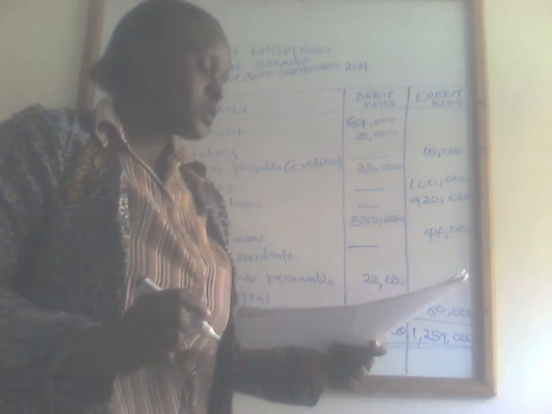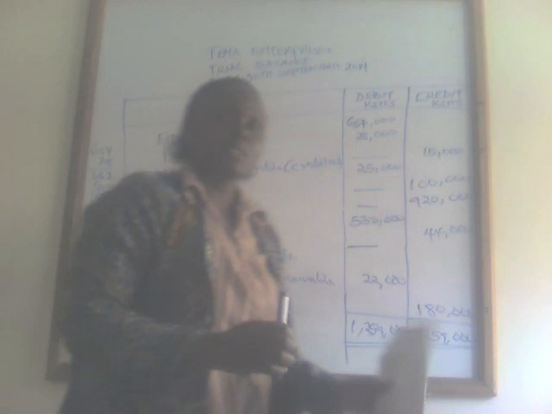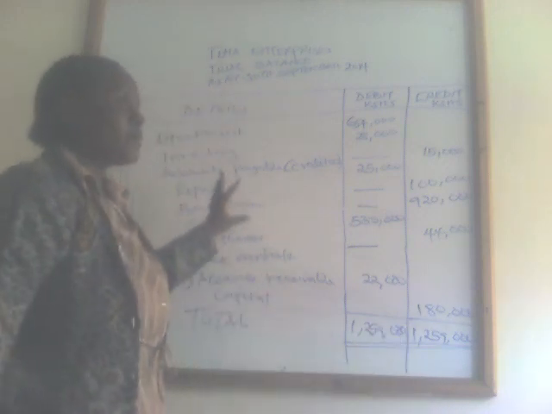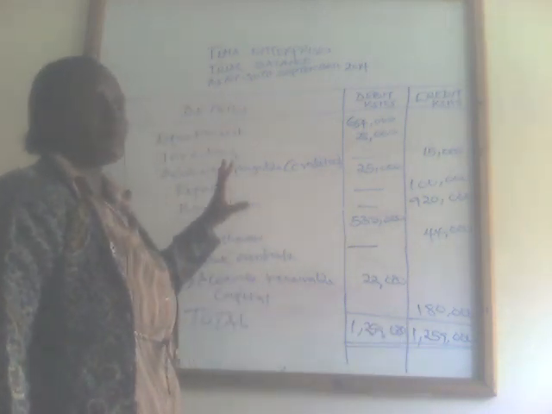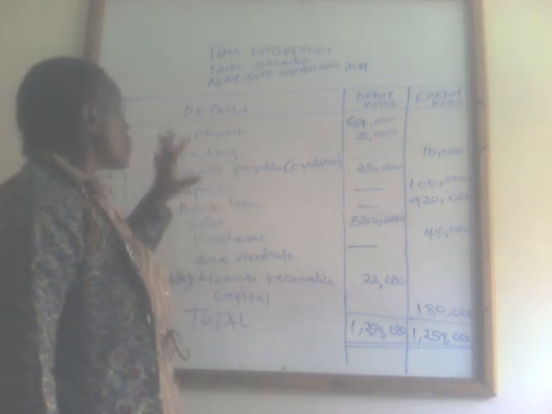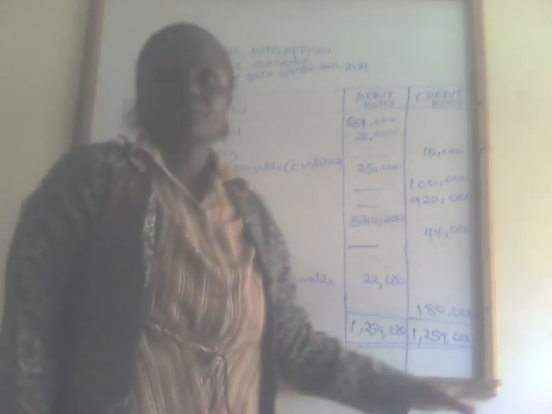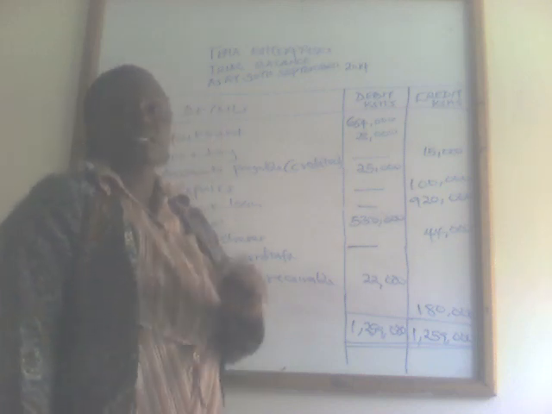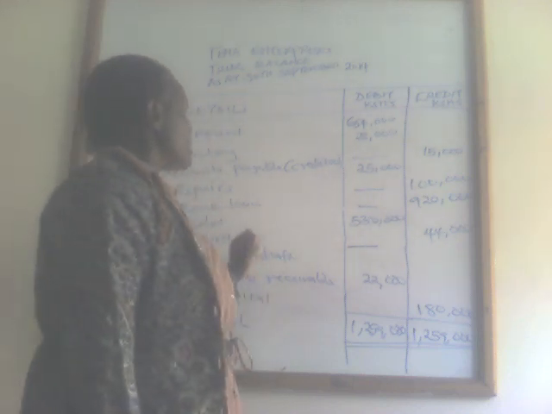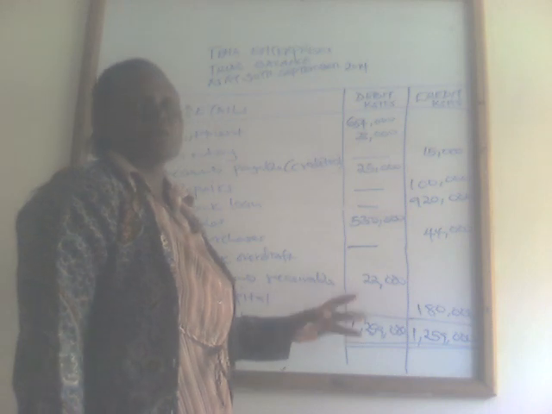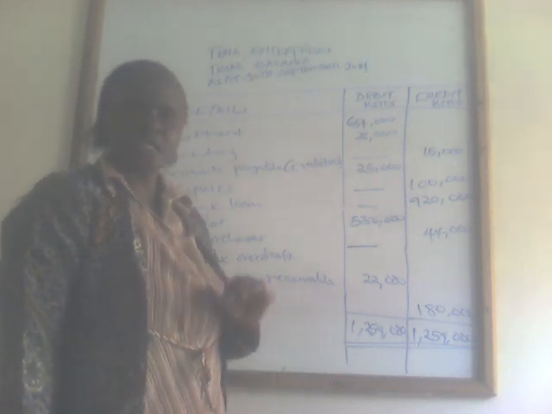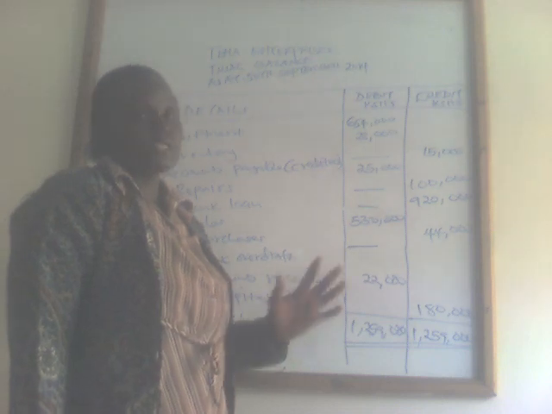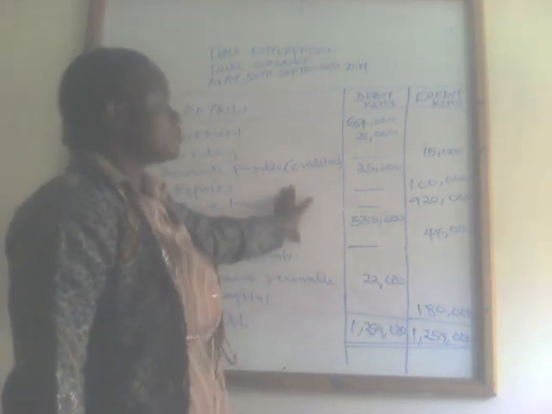From this question, you are supposed to get 12 marks. So make sure you understand where the item is classified. We learned about classification of accounts. All assets are debited. All liabilities are credited. Capital is credited. Purchases we debit and the capital we credit. Sales we credit. All revenues we credit. That's the rule of double entry.